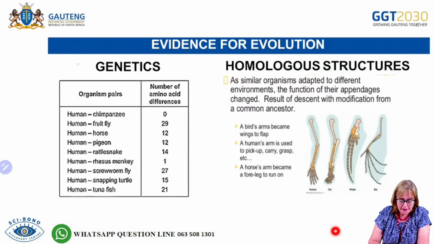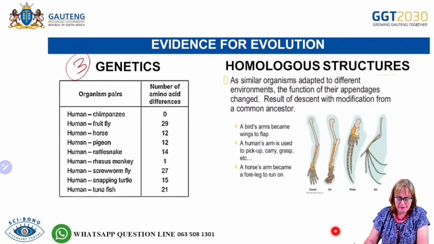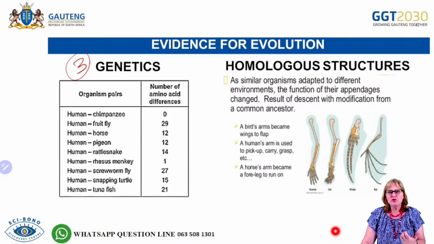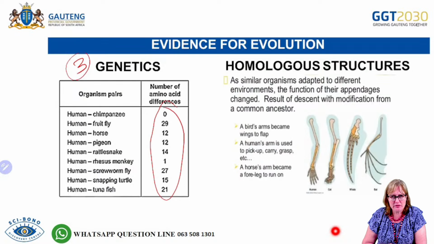Genetics is the third one, right? So this is the third base of evidence. So when they talk about amino acids, DNA, genes, mutations, all those types of things, you know that that's genetic evidence. They are referring to genetic evidence.